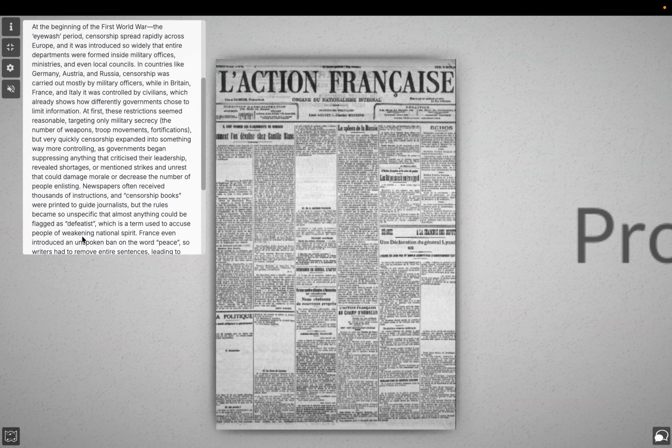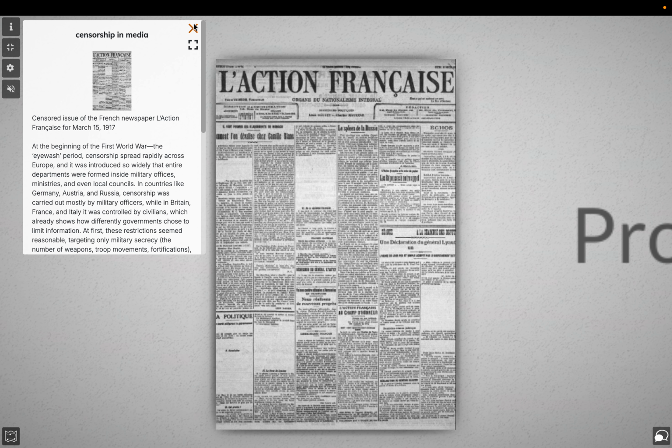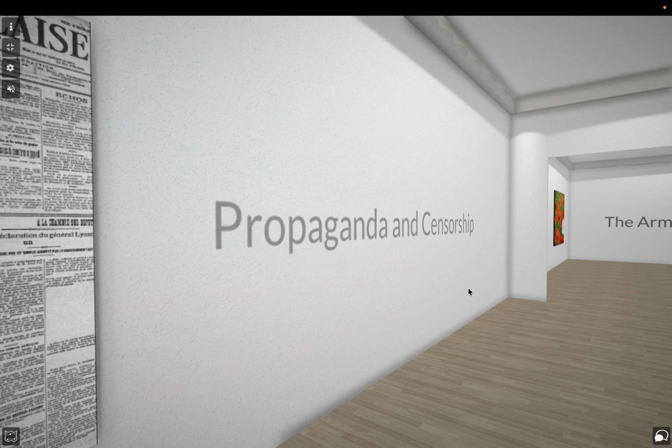You can see it down there, an unspoken ban on the word peace, and this is very embarrassing for journalists, but it was needed, because if you breached these rules on censorship that were shown in censorship books, you could face prison, fines, or even the shutdown of your company. You can see huge censored parts of it.